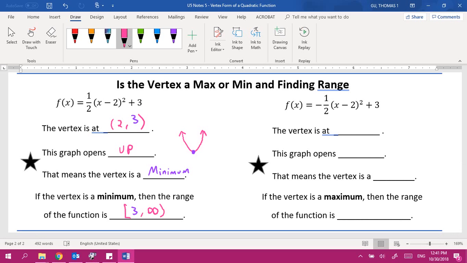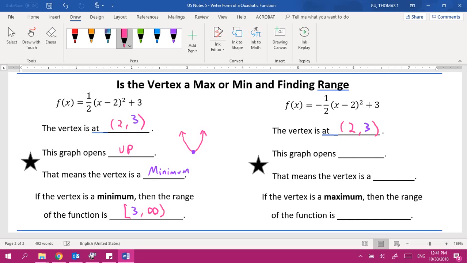So looking at your second equation then, what's the vertex on the second equation? Change it to +3, remember? Yeah, it's 2, 3 again. We changed it to +3. Yes, this is also 2, 3. It's the exact same vertex.